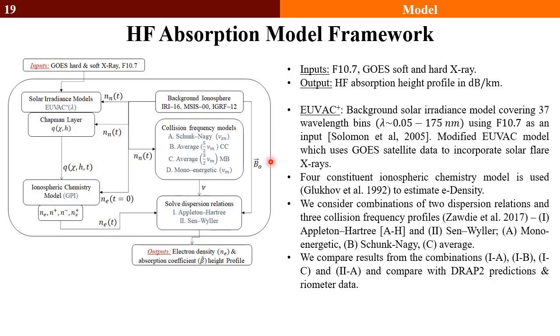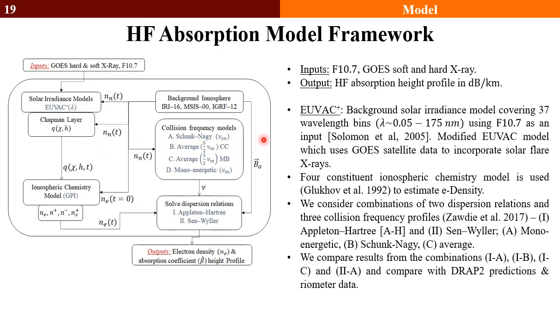So we want to model this enhancement in the radio blackout, and the HF absorption model is presented over here. This particular model takes an input of f10.7, GOES soft X-rays and hard X-rays, and outputs the HF absorption height profile in dB per kilometer. What we did is modify the solar irradiance UVAC model, so we called it UVAC plus.